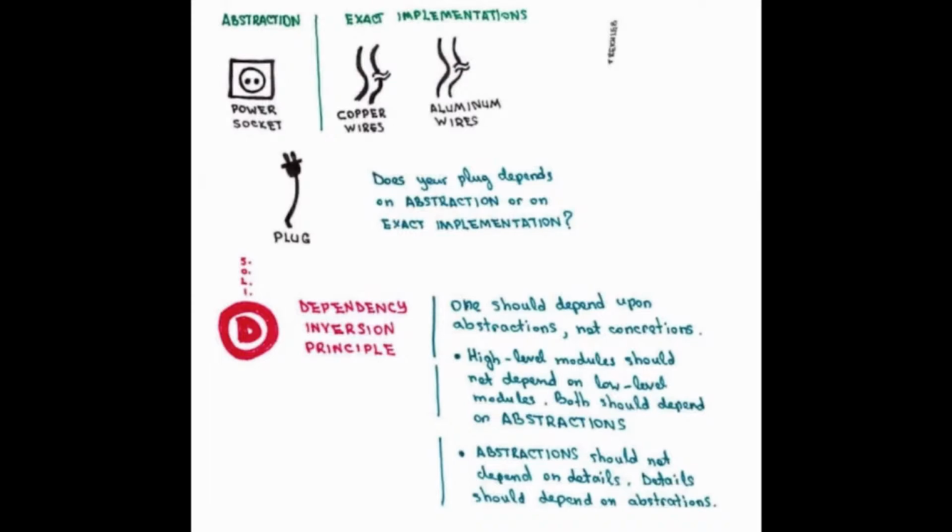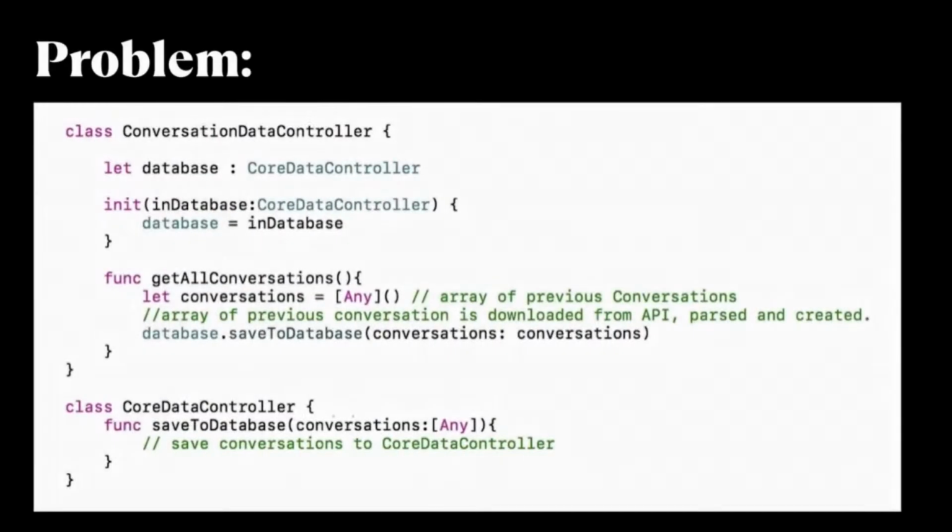So the practical implementation of this is, let's consider the class ConversationDataController which we used in the single responsibility principle. Here the CoreDataController is a low level module which is easy to reuse in other projects. The problem is with the high level module ConversationDataController, it is tightly coupled with the CoreDataController.